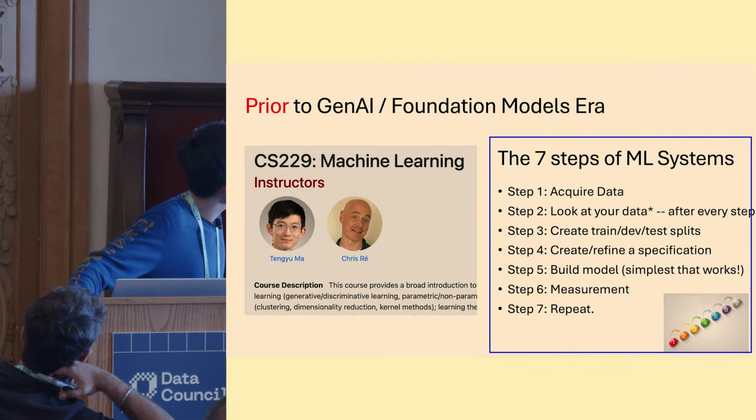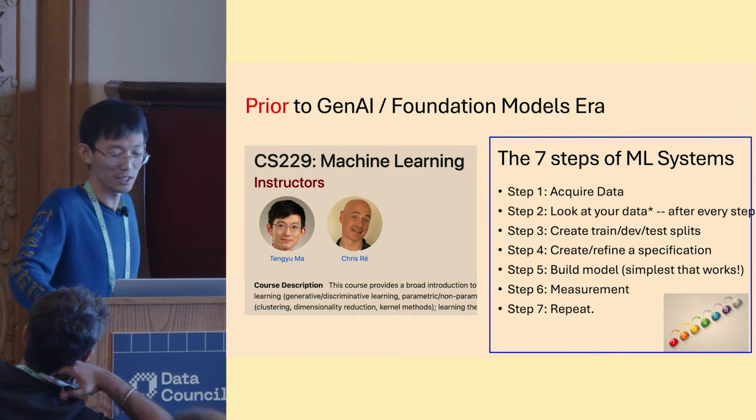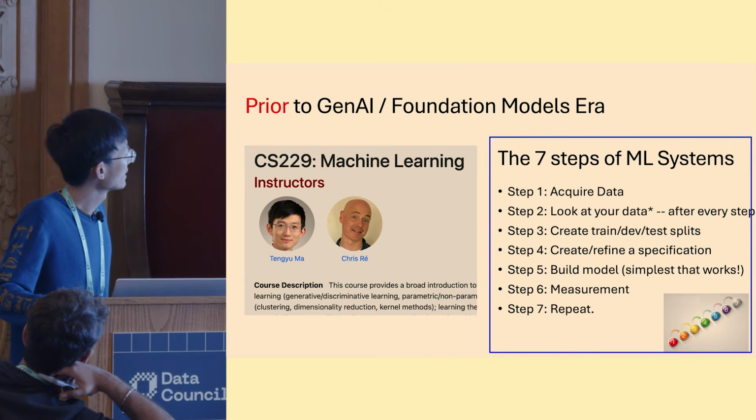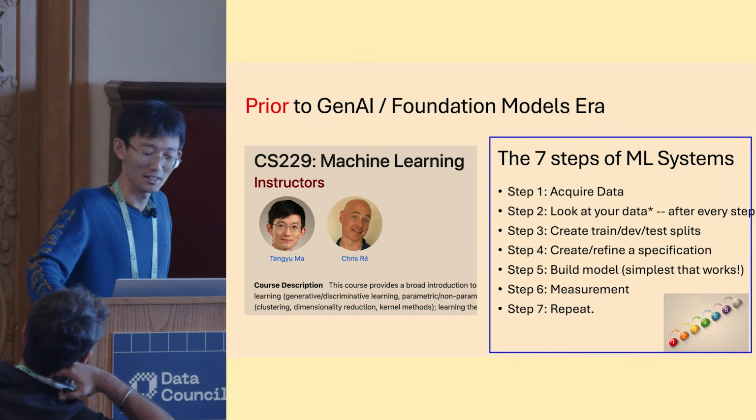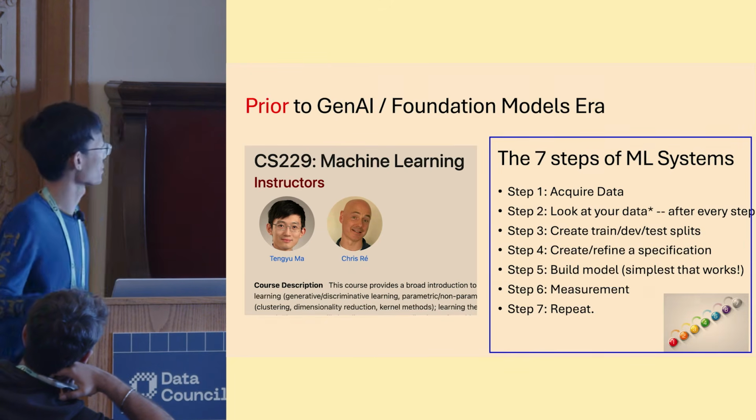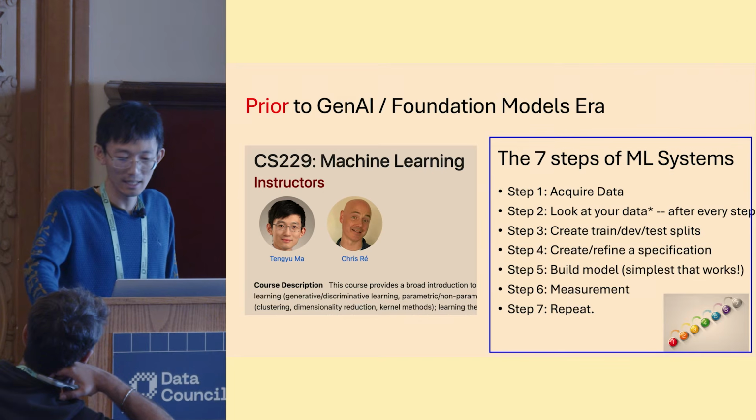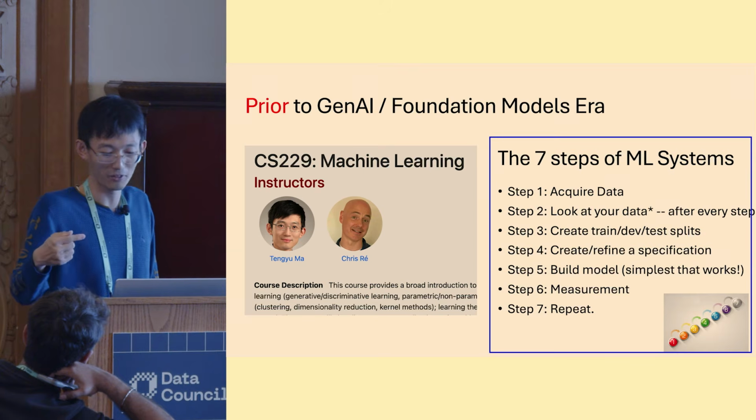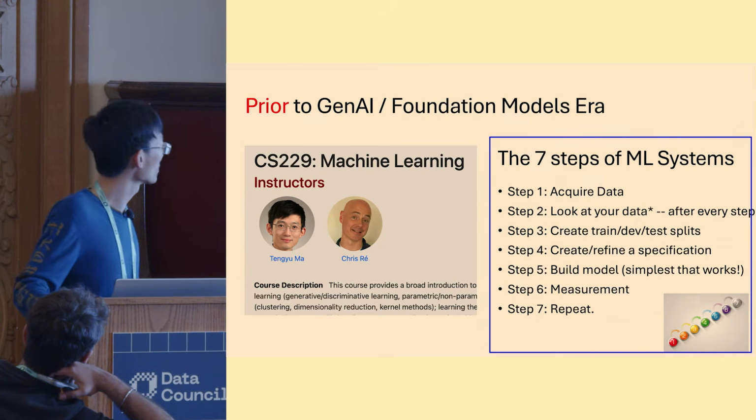There was one lecture about how to build ML systems, back in 2018, 2019. These are the 7 steps that Chris wrote in his slide stack. Acquire data, look at your data, and you do that after every step, and you create a train/dev/test split. You create and refine your specification, you build models, you do measurement, and you repeat. You can repeat at different levels, right? Probably you go back from step 5 to step 3, and then you repeat in many different ways.